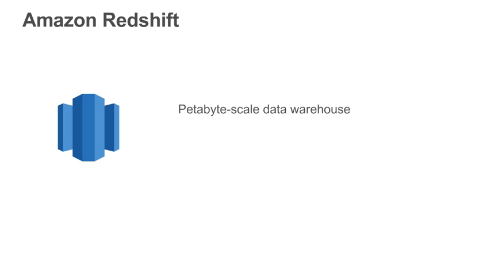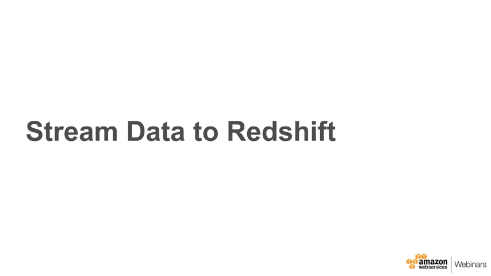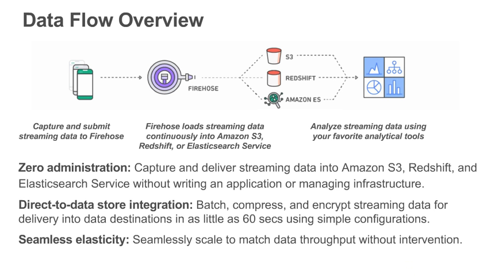Amazon Redshift is AWS's petabyte scale data warehouse where you can run standard SQL for complex data analysis. Before we dive into the 5 steps for setting up this streaming data pipeline and analytical process, we'll give a quick overview of the data flow when we use Firehose to stream data into Redshift.